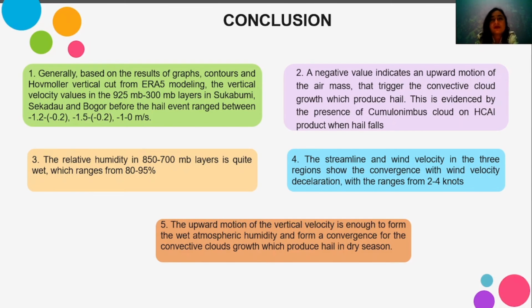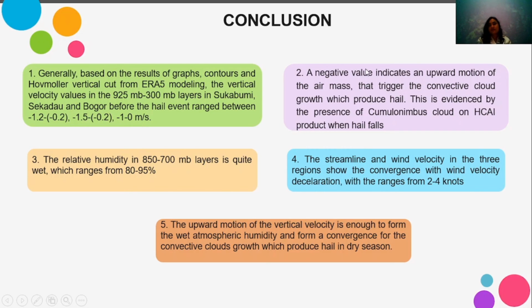And then next, we arrive at the conclusion. Generally, based on the results of graphs, contours, and Hofmüller vertical cuts from ERA5 modeling, the vertical velocity values in the 925 millibar until 300 millibar layers in Sukabumi, Sekadau, and Bogor before the hail event range between minus 1.2 until minus 0.2 for Sukabumi, minus 1.5 until minus 0.2 for Sekadau, and minus 1 until 0 meter per second for Bogor.